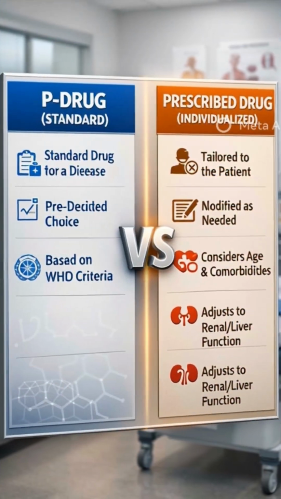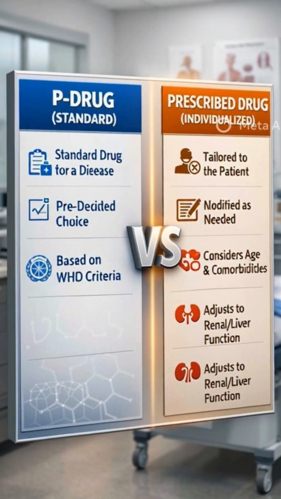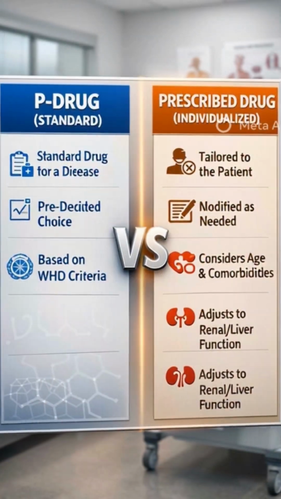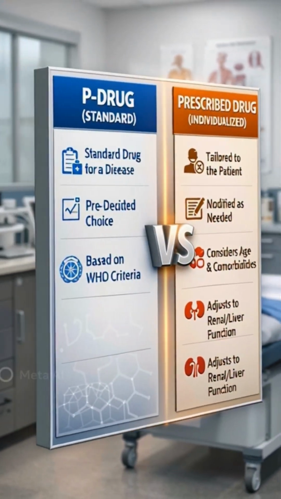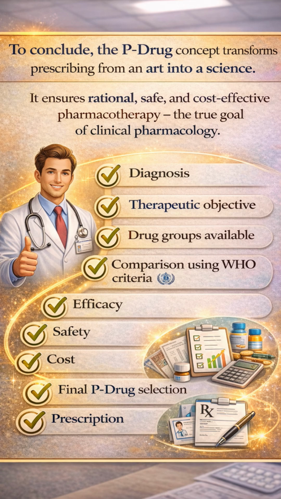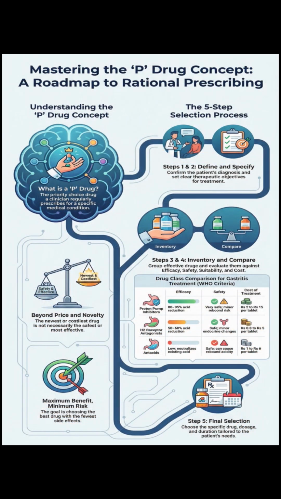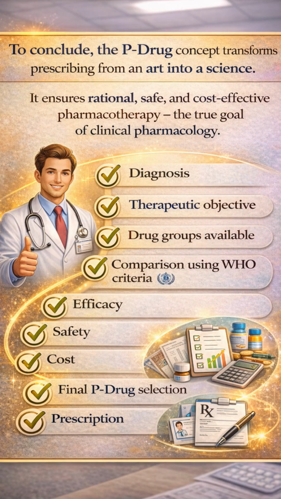A P-drug is a standard drug for a disease. A prescribed drug is patient-specific. After selecting a P-drug, it may be modified according to age, pregnancy, comorbidities, and organ function. To conclude, the P-drug concept transforms prescribing from an art into a science. It ensures rational, safe, and cost-effective pharmacotherapy, the true goal of clinical pharmacology.